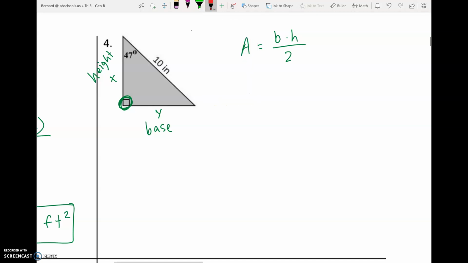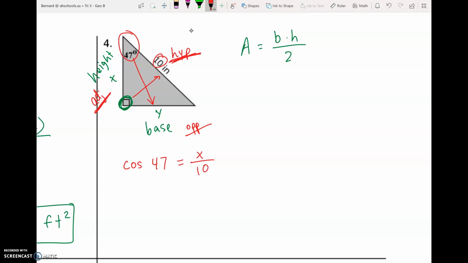However, because we know the hypotenuse and this angle, we can work with sine, cosine, tangent, and find x and y. And so across from the 47 is opposite. Across from the 90 is hypotenuse, which leaves x to be adjacent. And we got to find both x and y. So let's start with x. So x is the adjacent. The other number we know is 10. So hypotenuse is the other side we have to work with. Adjacent hypotenuse is the cah part. So the cosine of 47 is going to equal x divided by 10.